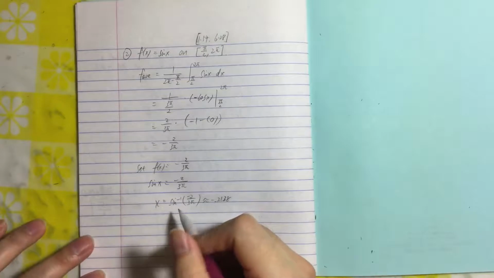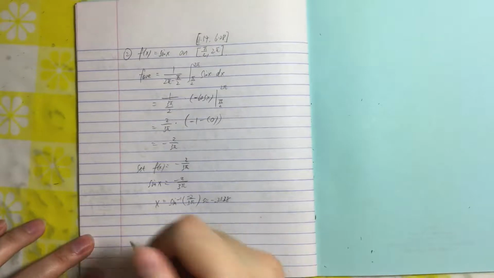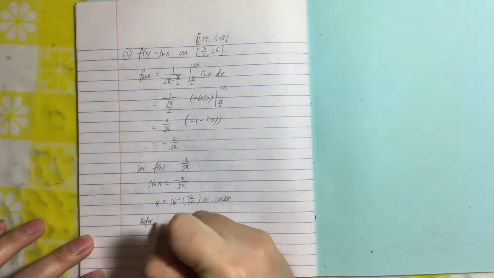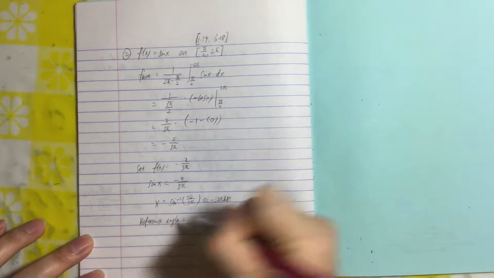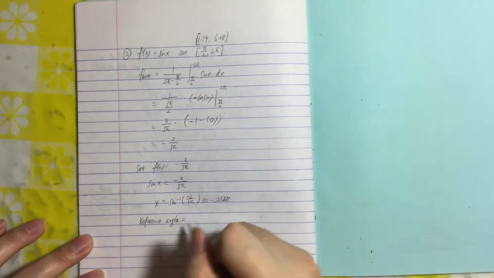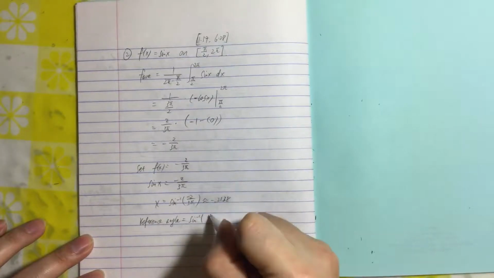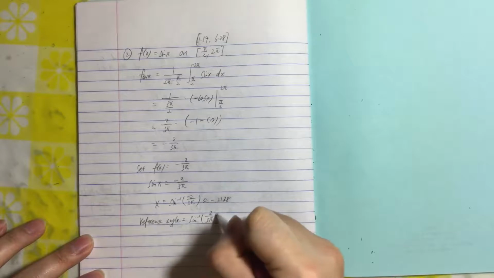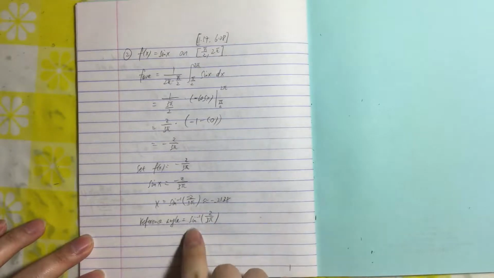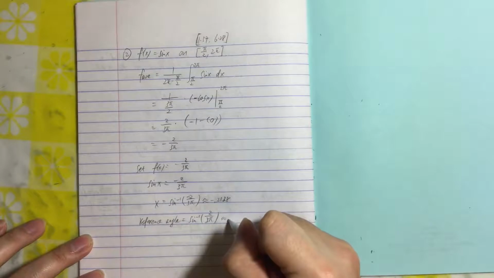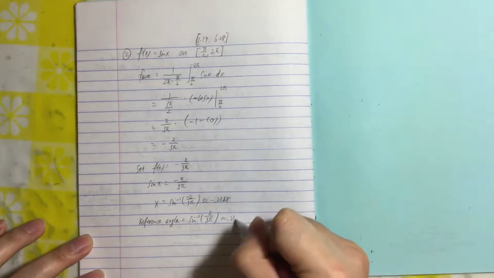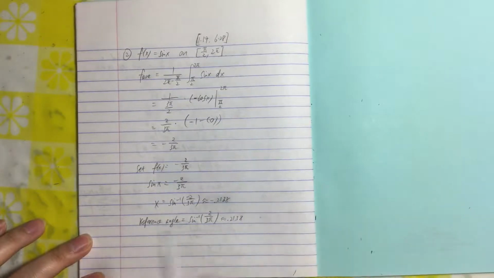First step, find a reference angle. That's a review from pre-calculus. For the reference angle, we take the inverse sine of 2 over 3 pi. A reference angle is always positive, so drop the negative sign. And this number in the calculator is about positive 0.2138. That's the reference angle.